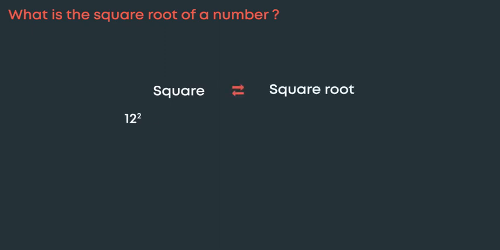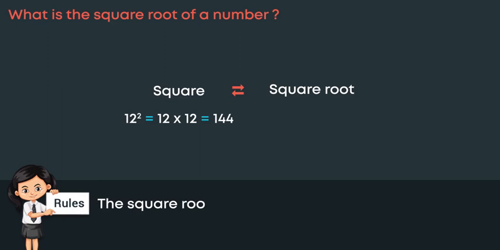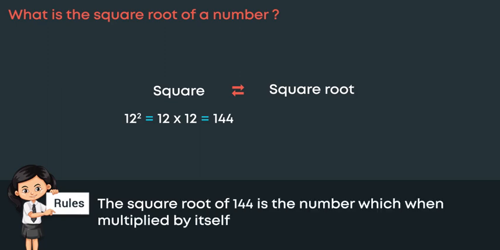12 square is 12 multiplied by 12, which is 144. The square root of a number is the number which, when multiplied by itself, gives the original number. Since 12 multiplied by 12 is 144, the square root of 144 is 12.